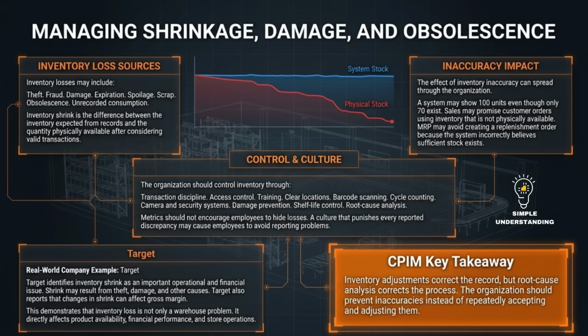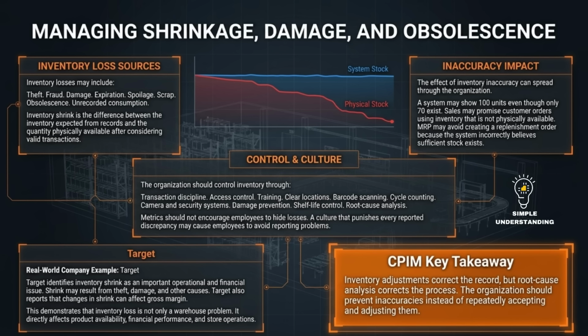Inventory shrink is the difference between the inventory expected from records and the quantity physically available after considering valid transactions. The effect of inventory inaccuracy can spread through the organization. A system may show 100 units even though only 70 exist. Sales may promise customer orders using inventory that is not physically available. MRP may avoid creating a replenishment order because the system incorrectly believes sufficient stock exists.